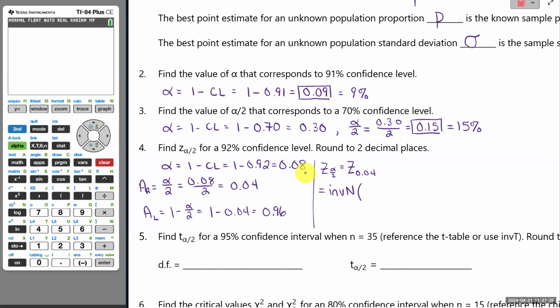And then whatever we get for our 1 minus alpha over 2 value. So in this case, inverse norm, 0.96. Okay, so we'll go to our distributions. Inverse norm, 0.96. And the directions indicate 2 decimal places, so that's 1.75.